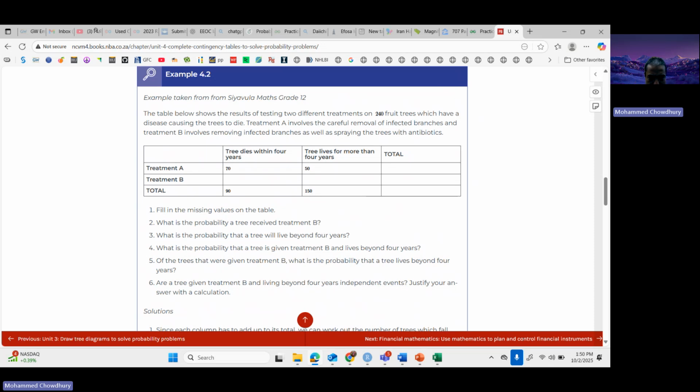Okay. What is the probability that a tree is given treatment B and lives beyond 4 years? So that means this is a joint probability. Treatment B and lives beyond 4 years equals this, 100 divided by 240. Now, what is the probability that a tree lives beyond 4 years given treatment B? So that is a conditional probability. Let me write the number 5.